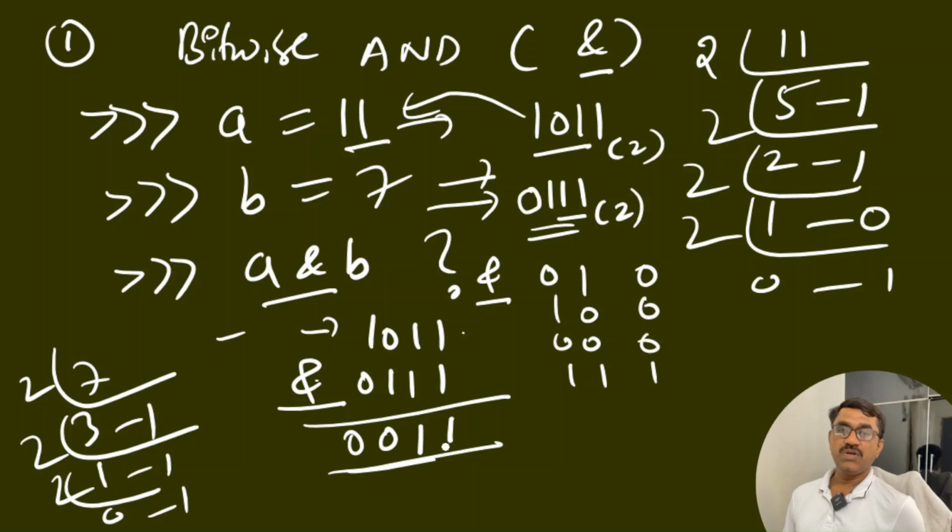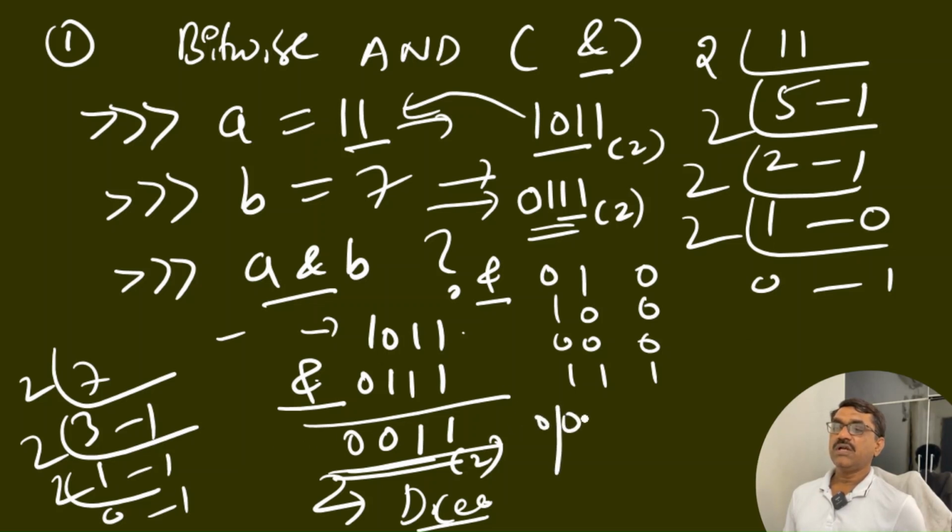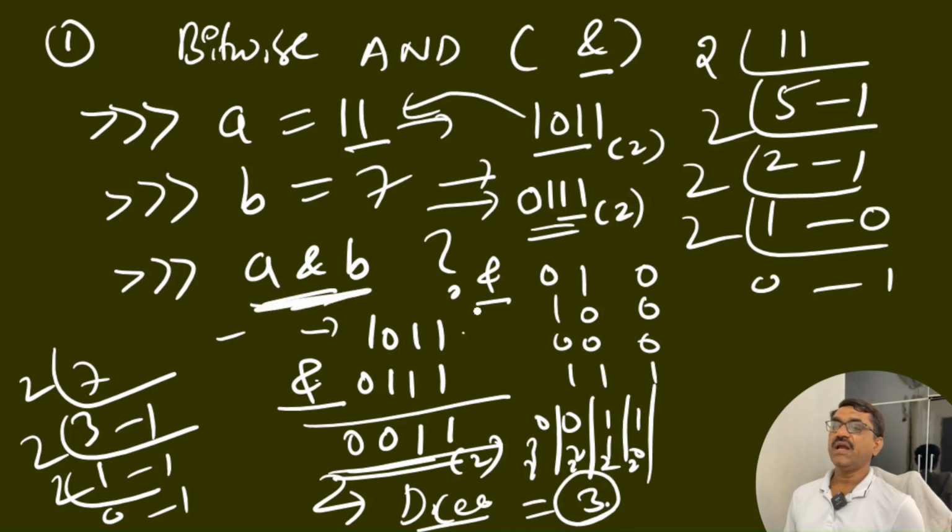After getting 0011, this is the bit pattern or bit level representation. Now this bit level representation, the binary number, is again converted into a decimal number. That means 0011. To convert this binary equivalent to decimal, we use 2 to the power of 0, 2 to the power of 1, 2 to the power of 2, 2 to the power of 3. So the result we are going to obtain is 3. After performing the operation a and b, we are going to get 3. This is the way of using the bitwise AND.